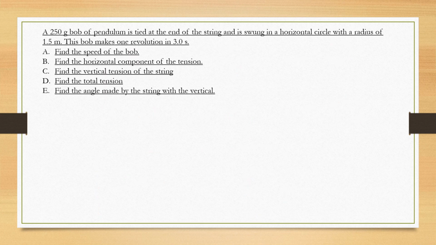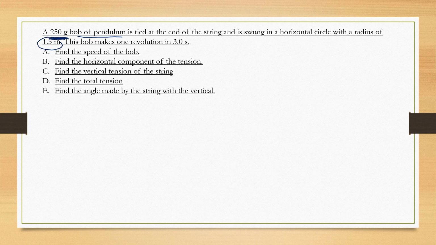Now let's apply this concept of the conical pendulum to a question. Read this question. There is a 250 gram bob of a pendulum, which is tied at the end of a string, and it is being moved in a horizontal circle whose radius is 1.5 meters.